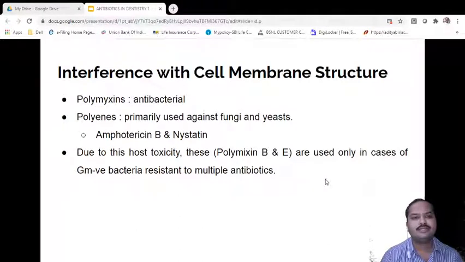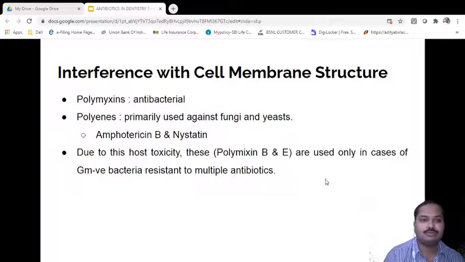Then the drug groups which can be used based on their interference with the cell membrane structure. If the drug is acting on the membrane of the cell, it will certainly destroy the cell by breaking the membrane and causing the contents of the cell to move out. These drugs are polymyxins, which are antibacterial, and polyenes, which are primarily antifungal, like amphotericin B and nystatin. These all act on the cell membrane structure.